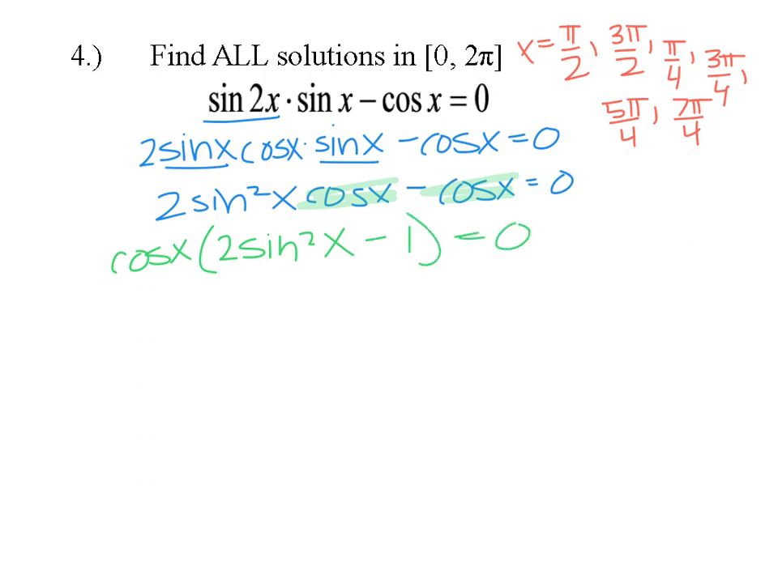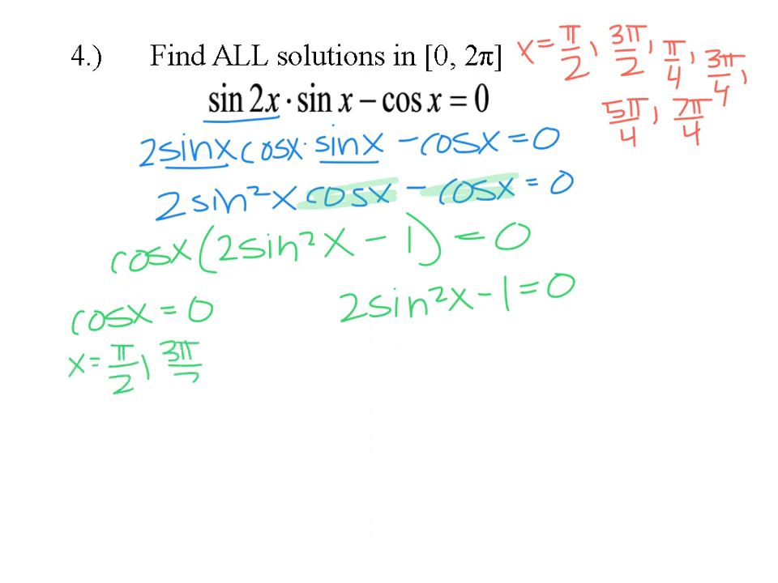So we take each of those factors and set them equal to 0. So cosine of x equals 0, and 2 sine squared of x minus 1 equals 0. This first one is pretty straightforward. Cosine of x equals 0 at pi over 2 and 3 pi over 2. So that's where the pi over 2 and 3 pi over 2 come from.